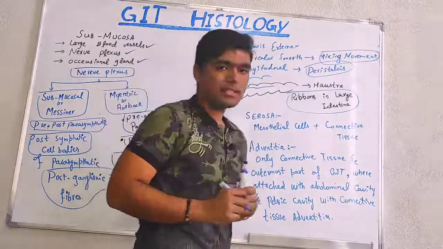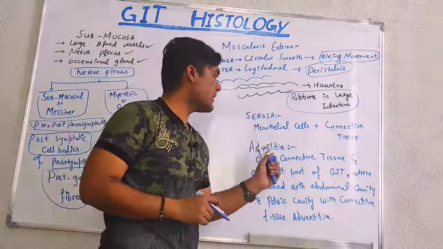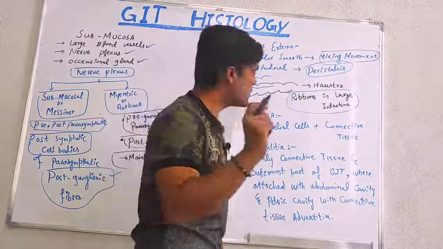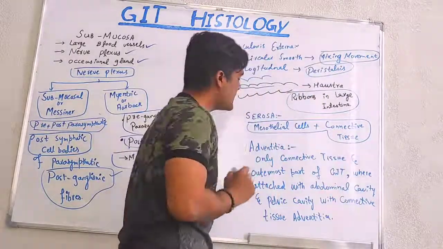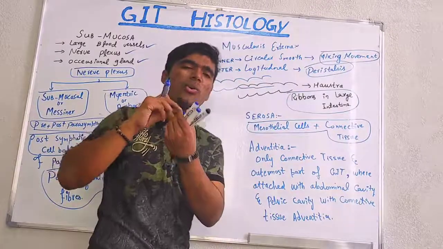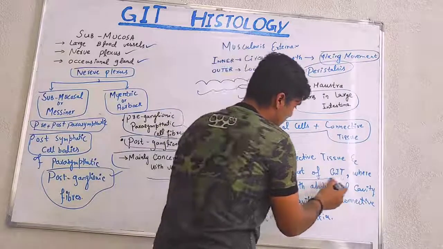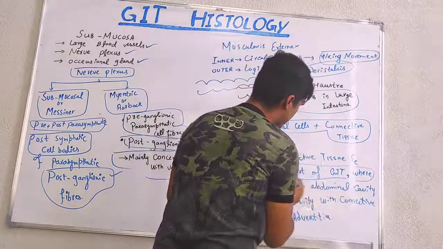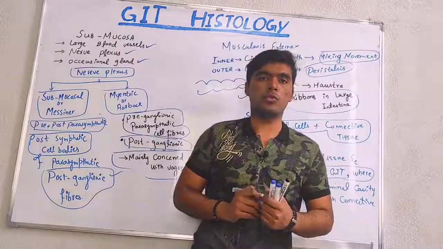Talking about the last layer, which is the outermost, serosa and adventitia. Serosa contains mesothelial cells plus connective tissue, and adventitia is made up of only connective tissue, with no mesothelial cells. It is the outermost part of the GIT, and it is attached to the abdominal cavity, the pelvic cavity, and to the connective tissue of the adventitia.